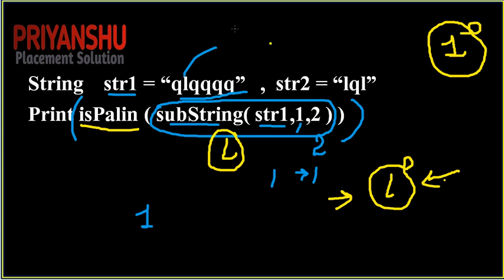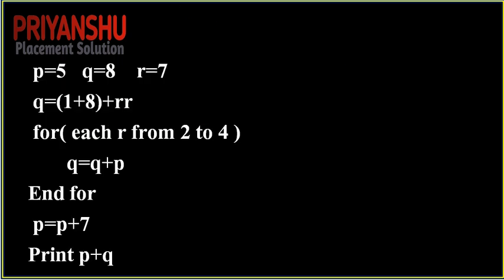Okay, so let's move on to the next question. So let's discuss, friends, the next question. The next question is p q r and the way q, right? Here the q is changed, right? So friends, let's change the q. So q equal to 1 plus 8, nothing but 9. 9 plus r is 16, right? So the value of q is now 16. Okay, so the value of q is 16.